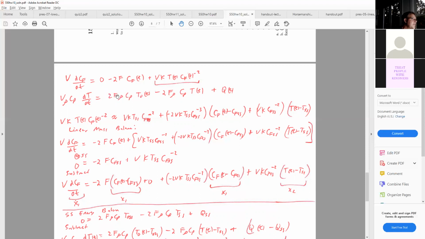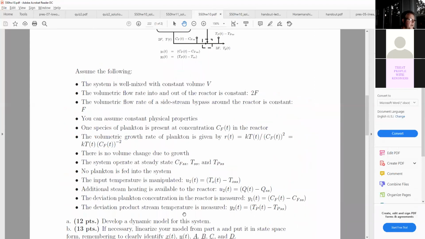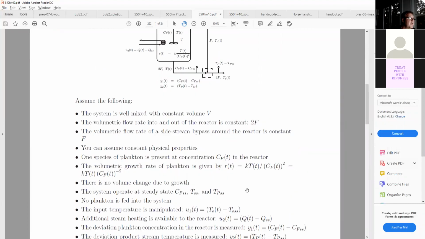But this is not mass, it's mass per time, so this whole term is joules per time. So joules per time flowing in, joules per time flowing out, and then Q, because we can heat it up with steam, I guess it said. Somewhere on there it says, steam heating is available to the reactor, Q. So we can put Q in.